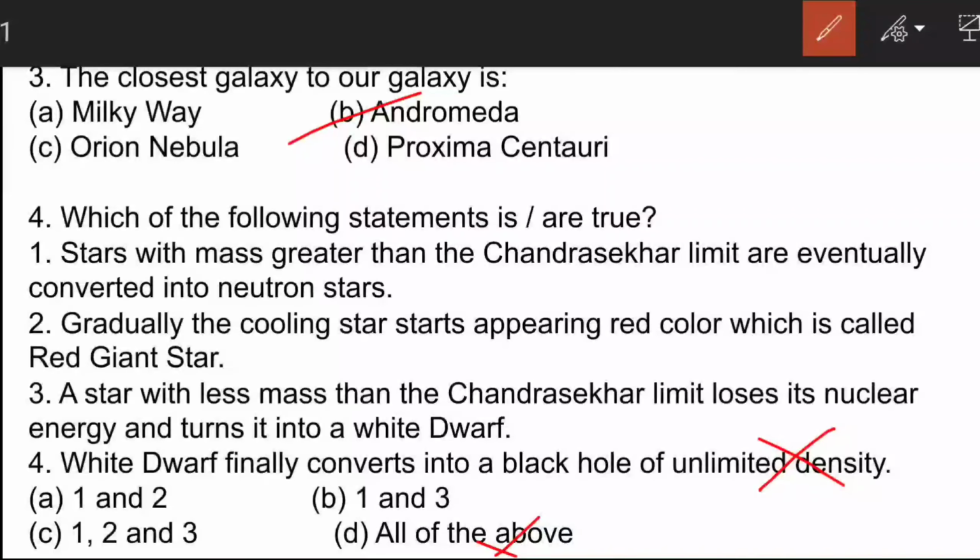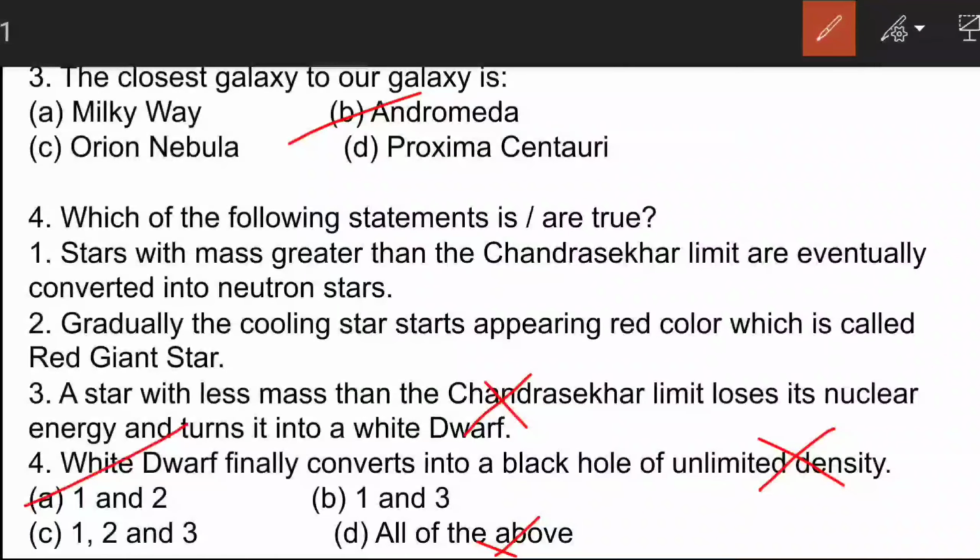But then also we need to know the third point. In the third point, a star with less mass than the Chandrasekhar limit loses its nuclear energy and turns into a white dwarf is a correct statement. I'm sorry, it's a wrong statement. It has to have a mass more than the Chandrasekhar limit. We can eliminate this. So the correct answer is 1 and 2.